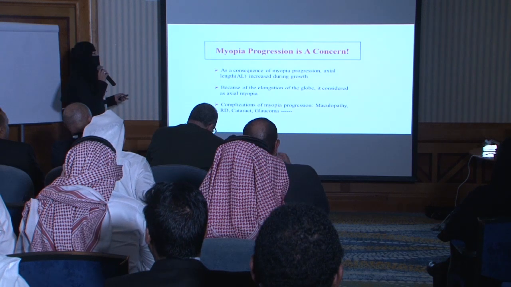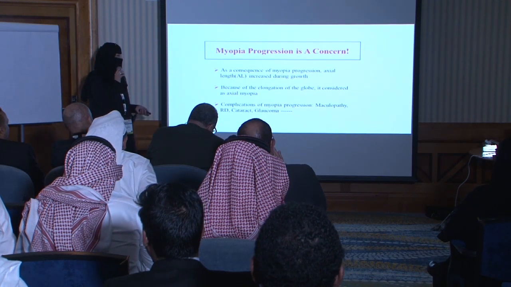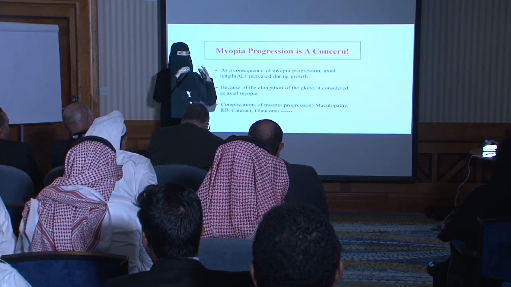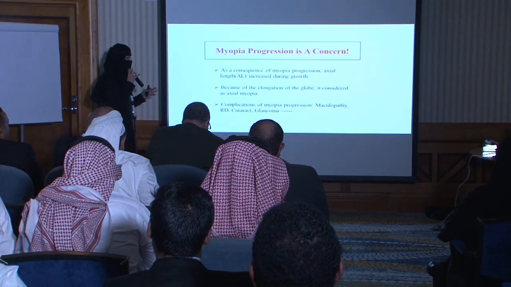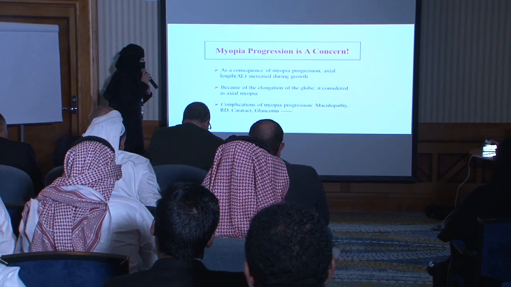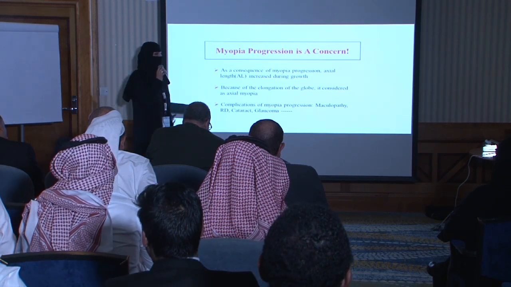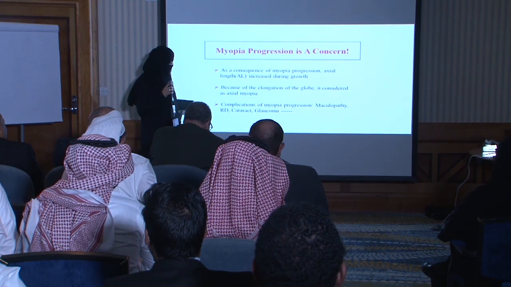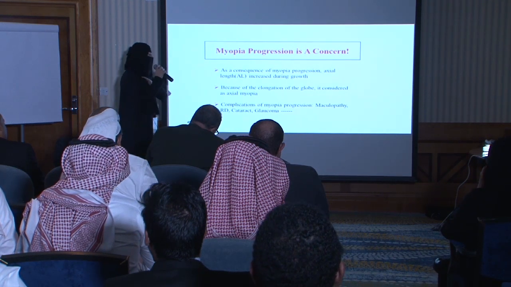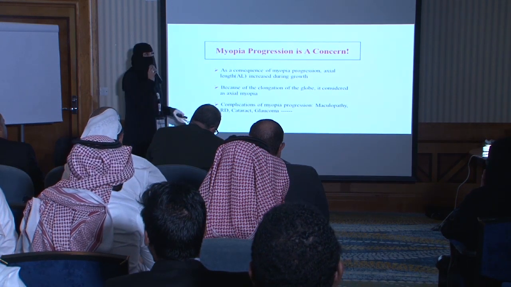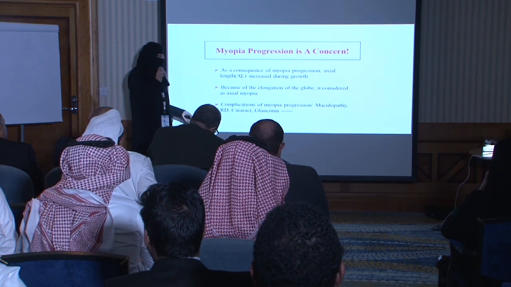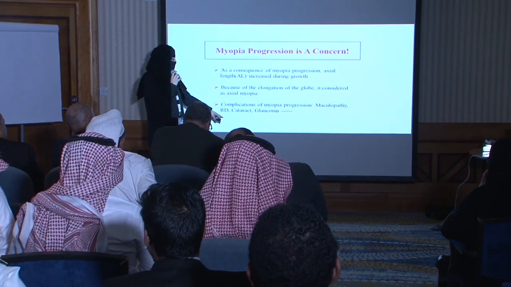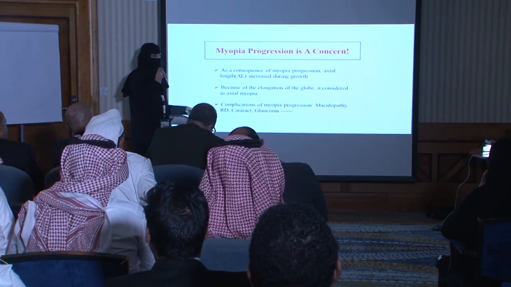Here I have a question: why is myopia progression a concern? Because it's axial myopia, so the globe becomes larger and it happens through elongation. The prevalence rate of ocular disease complications increases. As you can see here, with over -6 diopters of myopia, they can get complications, which are retinal detachment, cataract, and glaucoma.